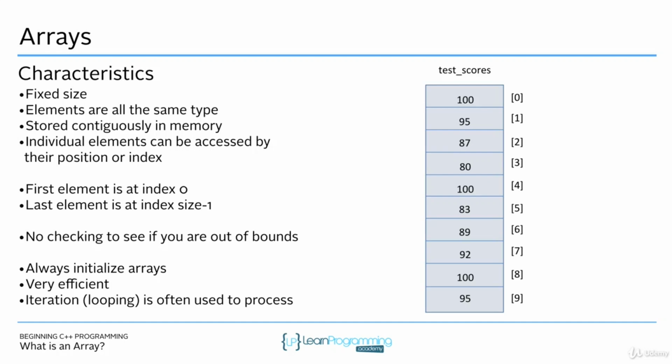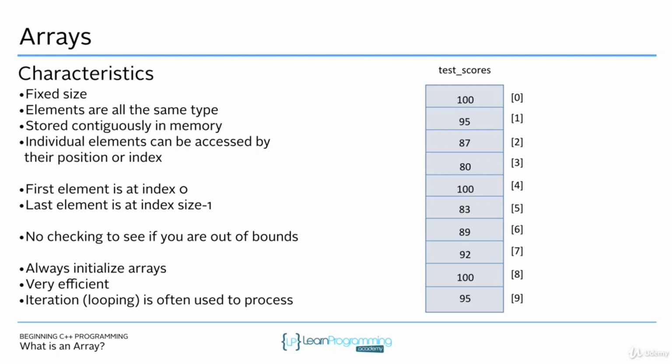This means that the first element in an array is at position 0, not at position 1. And the last element is at position size -1. You can see an example in the figure on the right. Here we have an array of 10 test scores. The array is named test scores and it's indexed from 0 to 9.